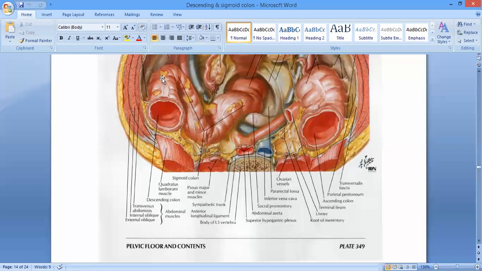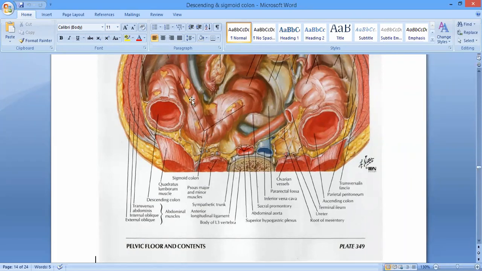So as I told you before that it is intraperitoneal, right? It is attached with the posterior wall by the mesentery, its own mesentery, or the mesocolon, that is the sigmoid mesocolon, right? So it is motile, it is mobile, and it is going to hang down in the pelvic cavity.